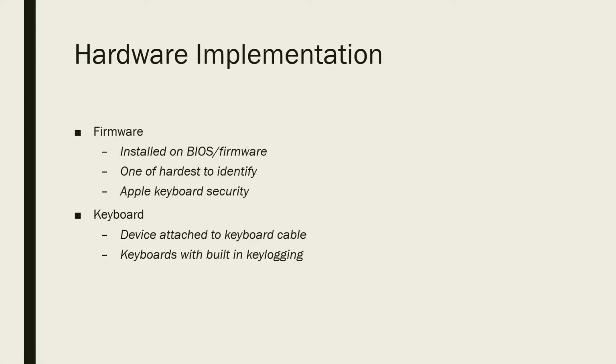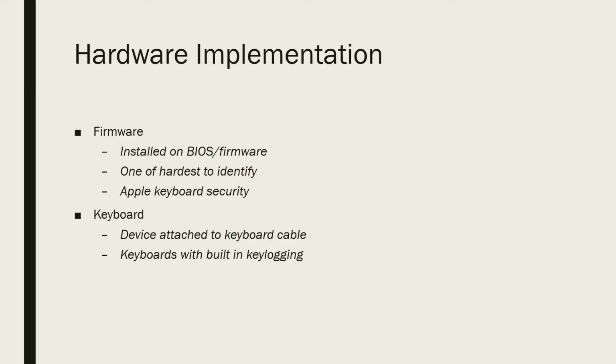So the first type of hardware implementation of keyloggers is firmware. A firmware keylogger is installed on the BIOS, or rather the firmware, of the computer or the device. It is one of the hardest types of keyloggers to identify because it hides below the operating system, so any software rootkit detection software that you have installed won't be able to find it.